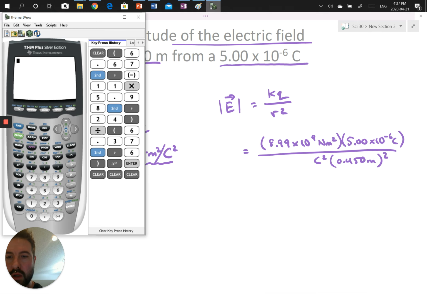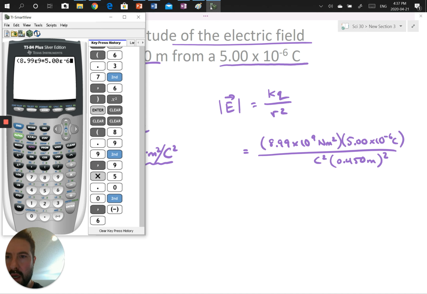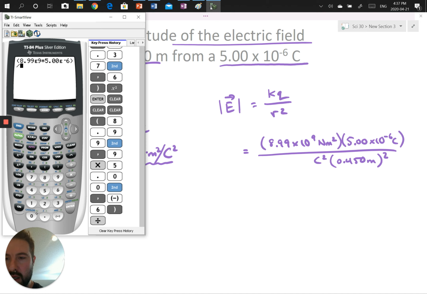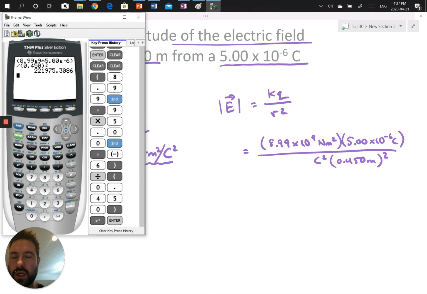So we're going to open up a bracket here, 8.99 times 10 to the 9. We're going to multiply that by 5.00 times 10 to the negative 6. You can close that bracket, divided by, open a bracket, 0.450. That's our R value, and we have to remember to square that value. We're going to press enter, and we're going to get this number, 221,975.3.